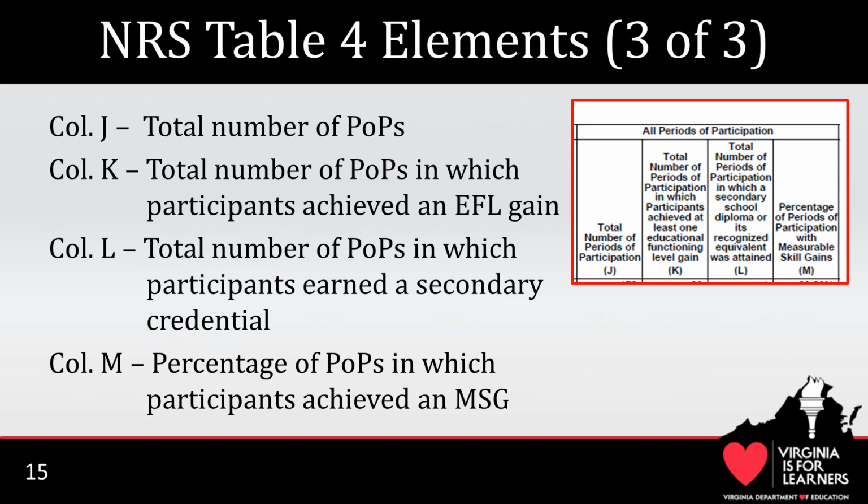This slide focuses on the columns that fall under the header on the right, all periods of participation. Column J provides the total number of POPs. Columns K and L provide the total number of POPs in which an EFL gain and secondary credential attainment gain, respectively, were achieved. Column M provides the percentage of POPs in which an MSG was achieved. The percentage is calculated by adding together columns K and L and dividing by column J less column C. Remember that column C captures participants who exit under special circumstances in their first POP only.